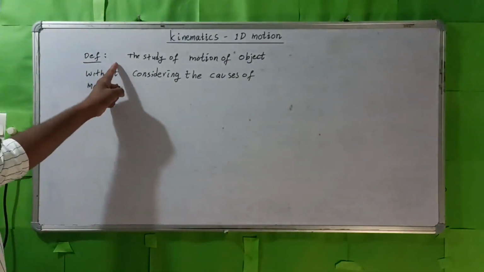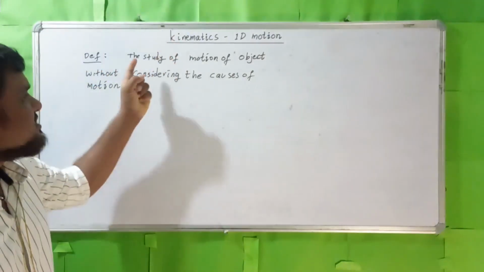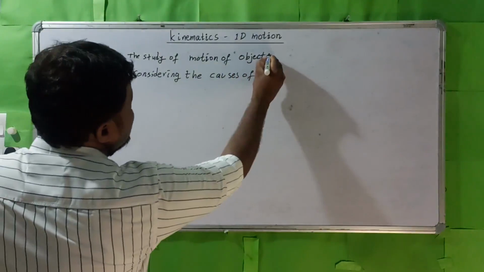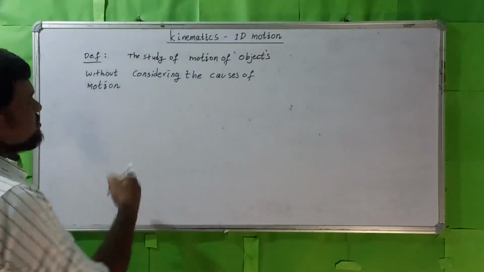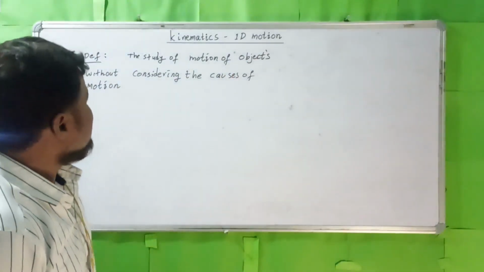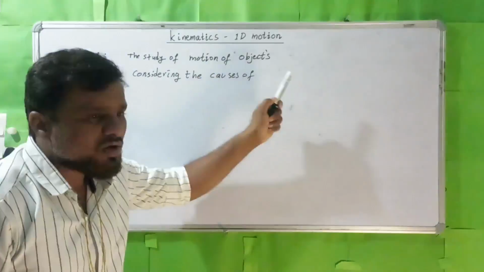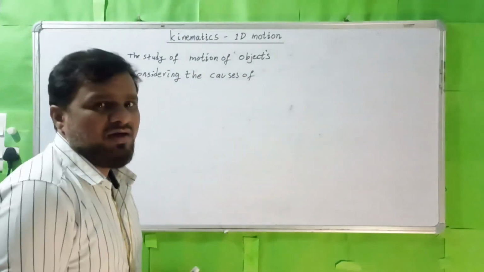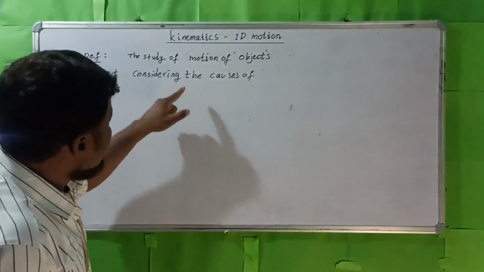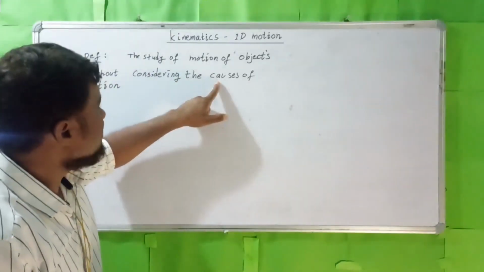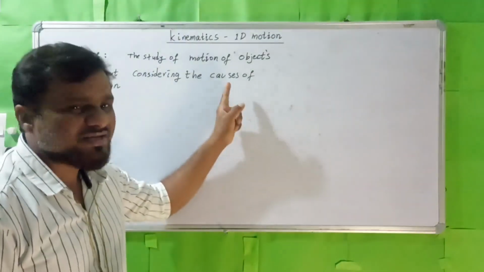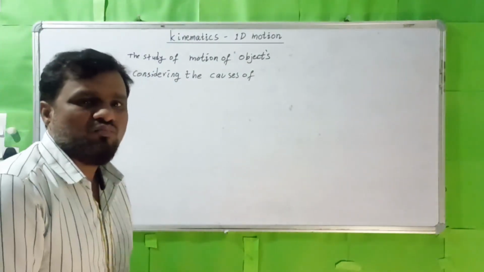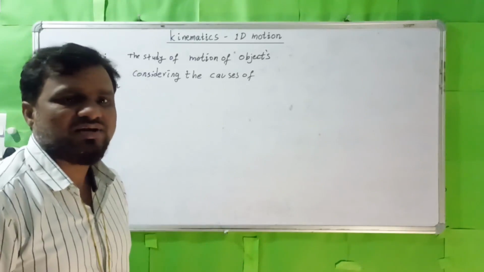Coming to the definition, kinematics deals with the study of motion of objects without considering the causes of motion. Means kinematics deals with just the motion of the objects, how objects are moving. It does not teach what is the reason. Causes means reason. What is the reason behind the body being in motion? That is not kinematics.